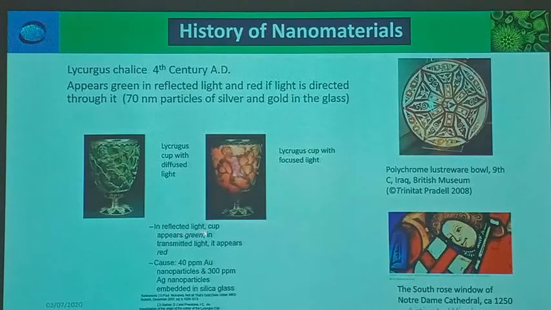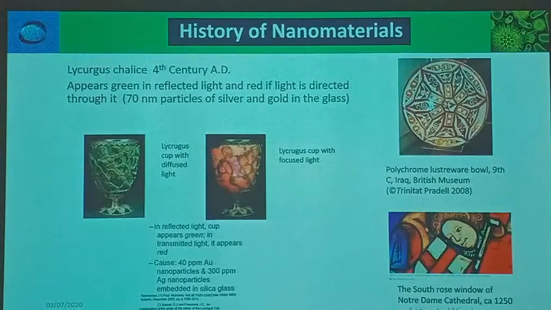In reflected light, the cup appears green. In transmitted light, it appears red. So this is the same glass, but when you illuminate the light from the front side or back side, you will find a different appearance or color, here green and here red. Why does this happen? Because they embedded 70 nanometer particles of silver and gold in the glass. This is the beauty of nanomaterials; they used nanometric scale materials in ancient times.